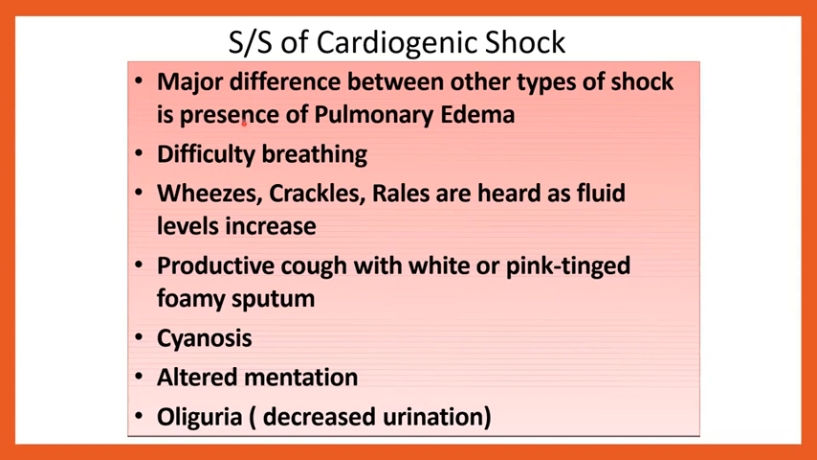The symptoms of cardiogenic shock: the major difference between the other types and cardiogenic shock is the presence of pulmonary edema, and difficulty in breathing. Wheezes, crackles, and rales are heard as fluid levels increase in the lungs. These are all the abnormal sounds which we listen for in the lungs. There is also a productive cough with white or pink-tinged foamy sputum, cyanosis, altered mentation, and oliguria, decreased urination.